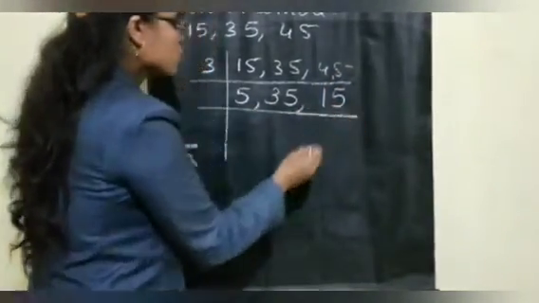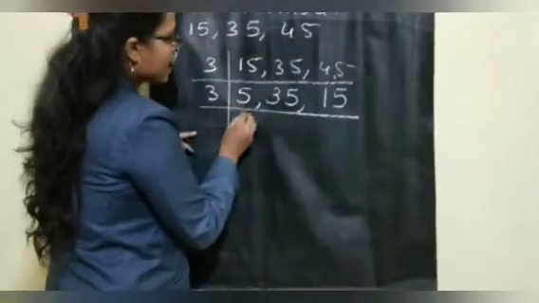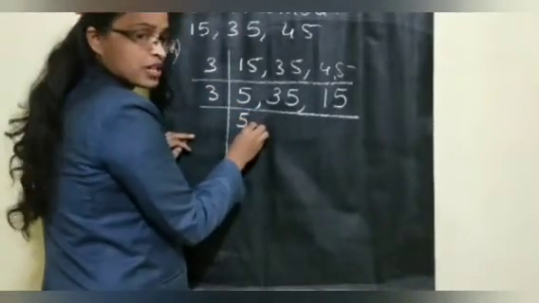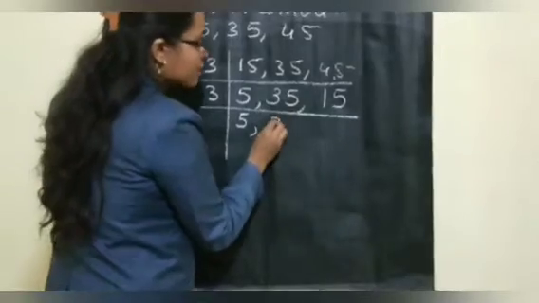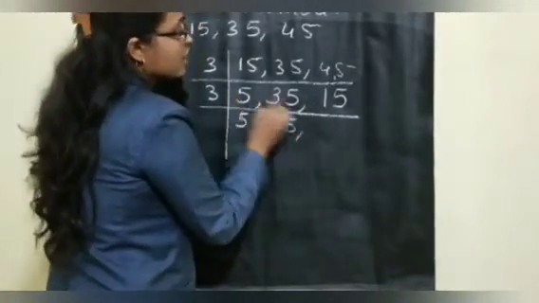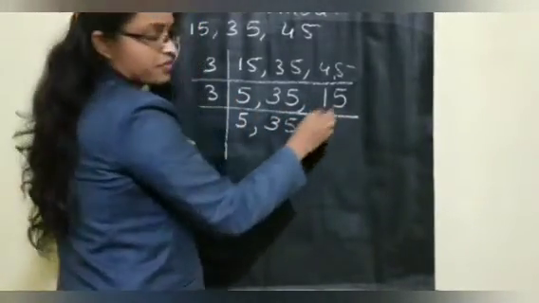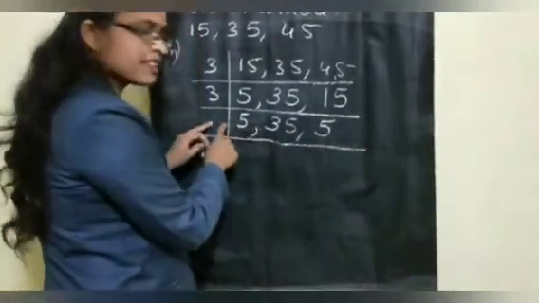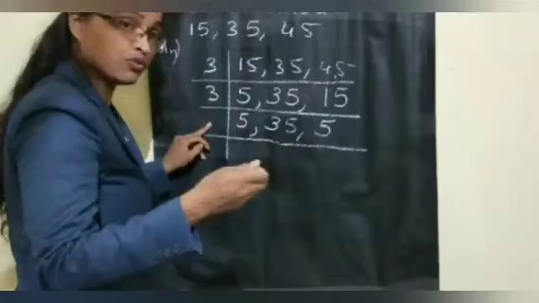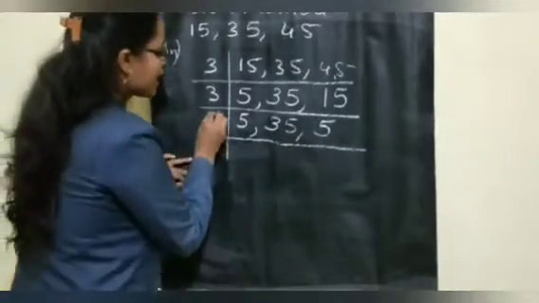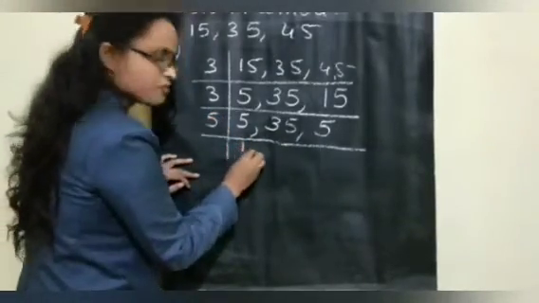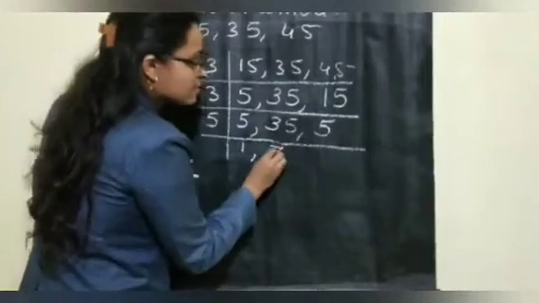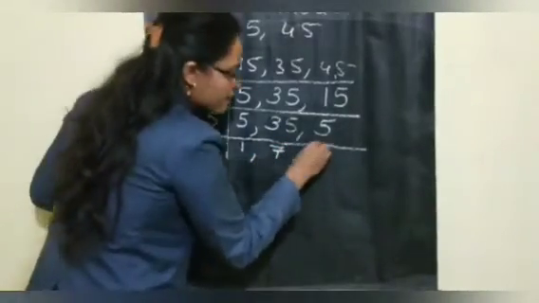Now still you can divide by 3. So 5 you write as it is. Now you cannot divide 5 by 3. 35 also you write as it is. 3 5s are 15. Okay. Now can you divide at least a single number by 3? No. Then move to the next prime number, that is 5. 5 1s are 5. 5 7s are 35. Again 5 1s are 5.